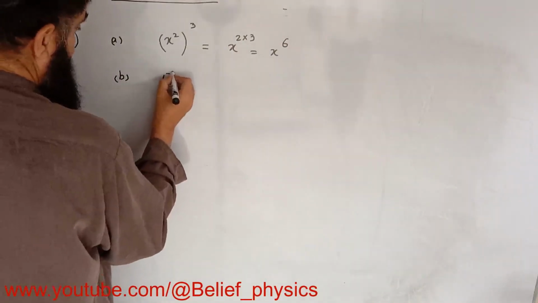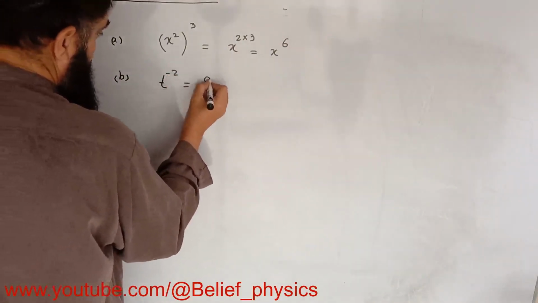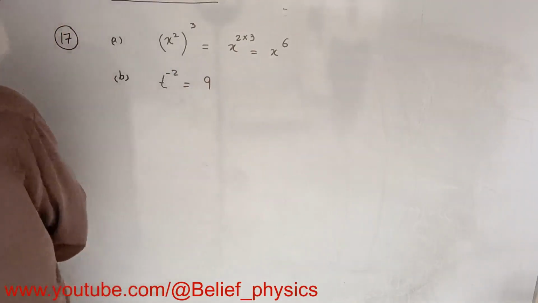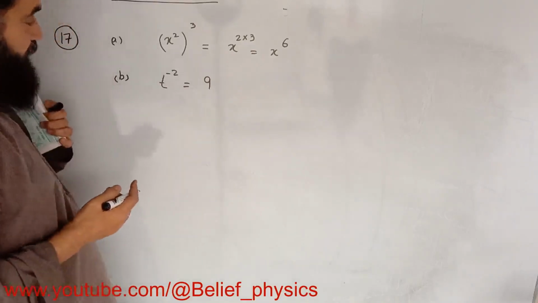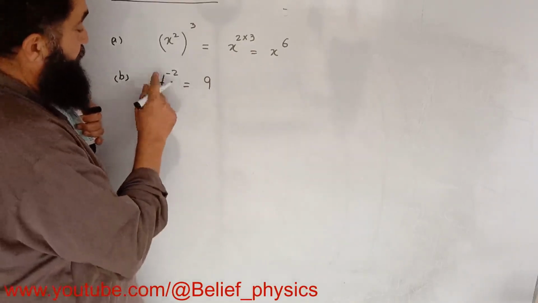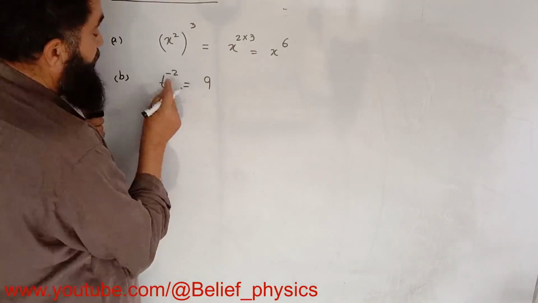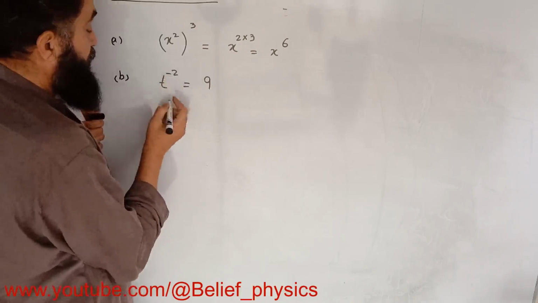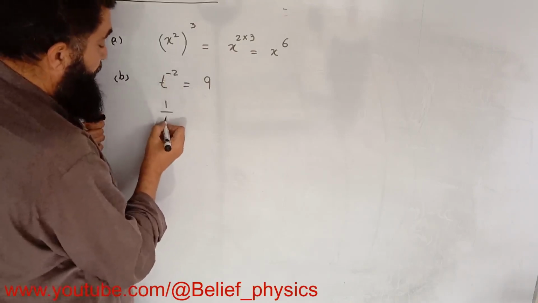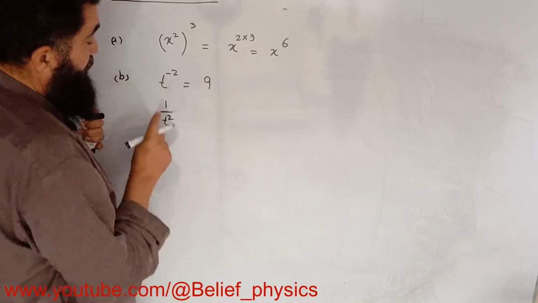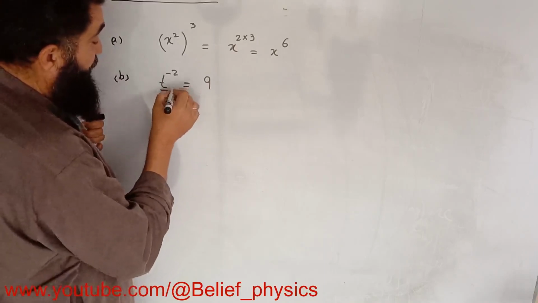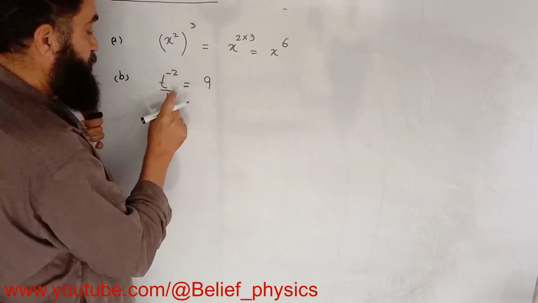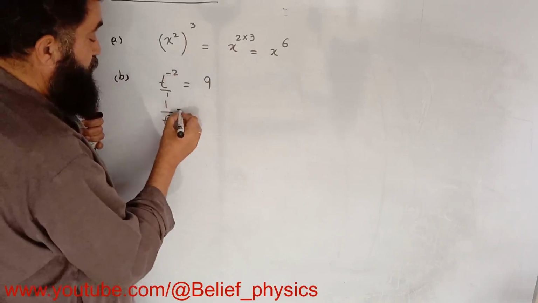B part is: t power minus 2 is equal to 9. Find the value of t. We know that when we take something from numerator to denominator, the power will change its sign. So it will become 1 over t squared. When we take the reciprocal, the sign of the power is reversed, so minus 2 will become plus 2.